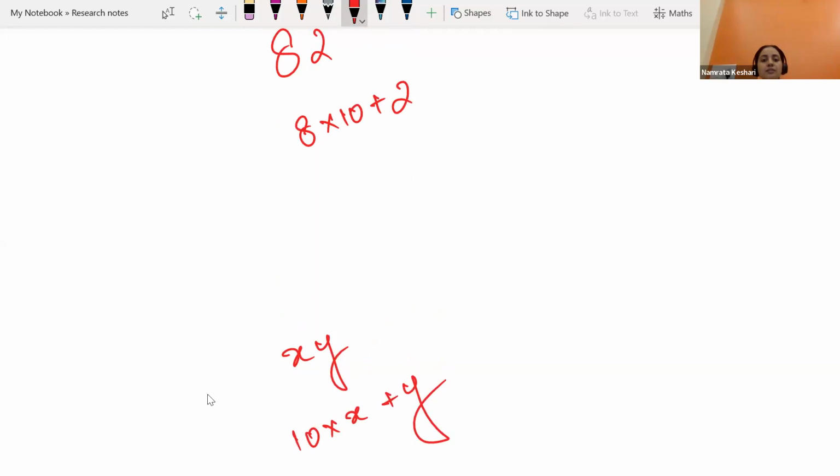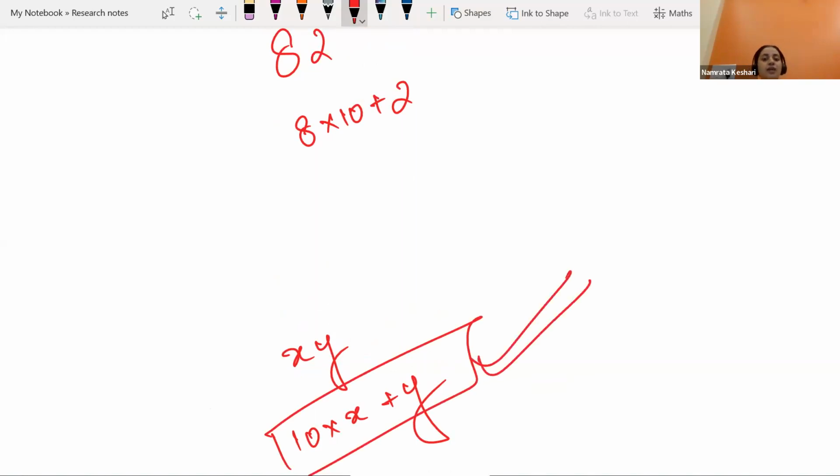Can we write it like this? Yes or no? Yes, we can write it like this. Basically, we are assuming a 2-digit number, but we will write it like this, because xy can create confusion. Why will we not write xy?